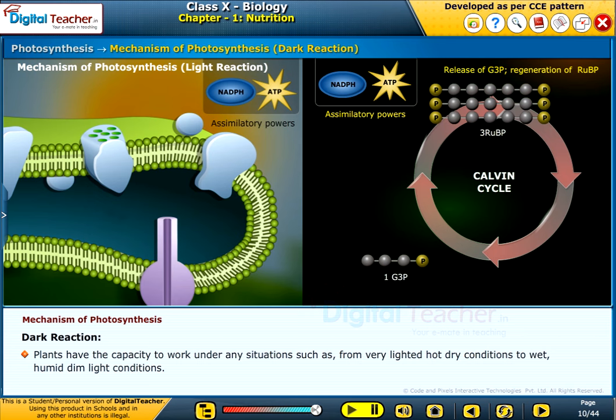Plants have the capacity to work under any situations, such as from very lighted hot-dry conditions to wet, humid, dim-light conditions. The requirement of light and other factors change from one plant to another.